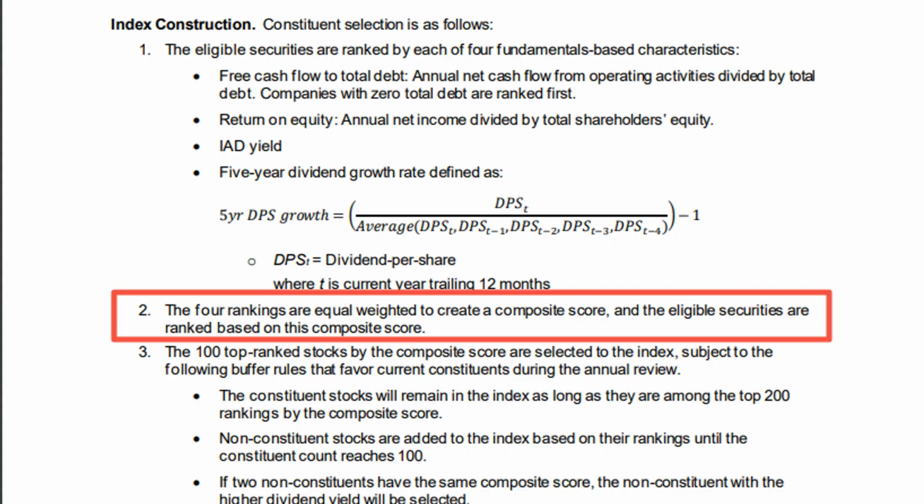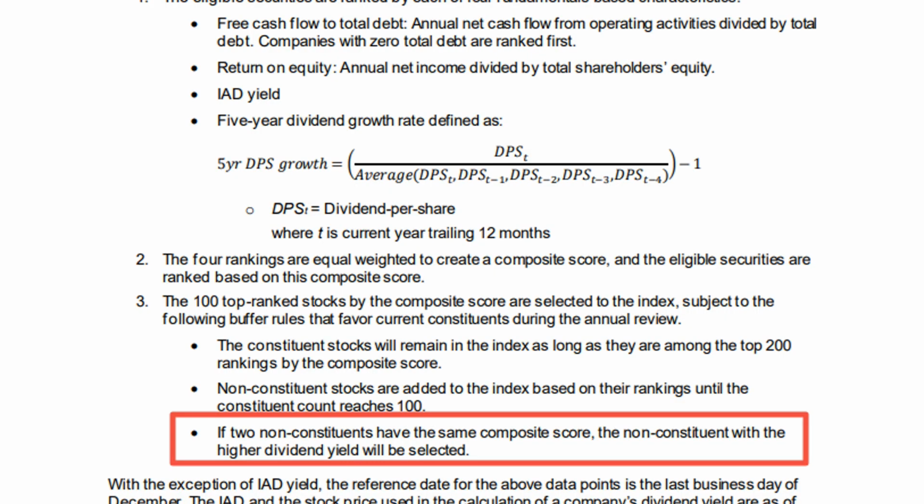So these 4 metrics create a so-called composite score. That composite score gives each metric equal weight, meaning all 4 of them are equally important. When the composite score is calculated, the companies are then ranked according to it, and the top 100 stocks are included in the index. After that, there are a bunch of rules which are not important. The only thing worthy of mentioning is that if two companies have the same score, the one with the higher dividend yield will be chosen, which again adds to the importance of the dividend yield for the ETF and drives the fund's yield higher.